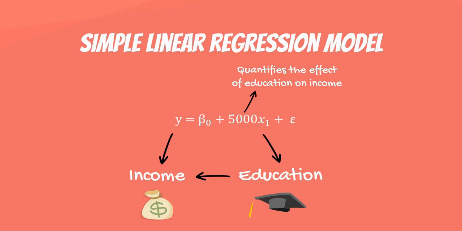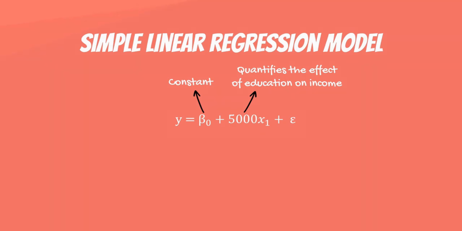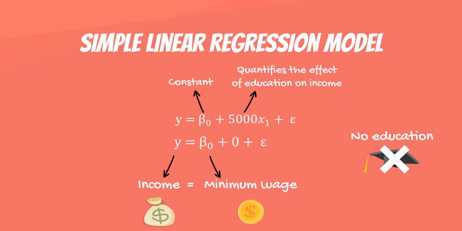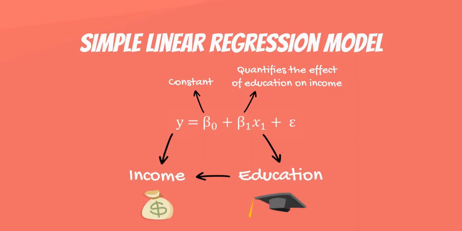The other two components are the constant beta 0 and the error epsilon. In this example, you can think of the constant beta 0 as the minimum wage. No matter your education, if you have a job, you will get the minimum wage. This is a guaranteed amount. So, if you never went to school and plug an education value of 0 years in the formula, the regression will predict that your income will be the minimum wage. Makes sense, right?